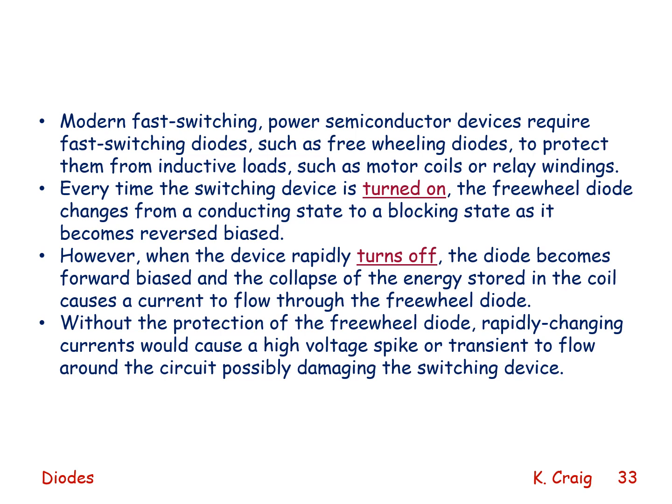However, when the device rapidly turns off, the diode becomes forward biased, and the collapse of the energy stored in the coil causes a current to flow through the freewheel diode. Without the protection of the freewheel diode, rapidly changing currents would cause a high voltage spike or transient to flow around the circuit, possibly damaging the switching device.